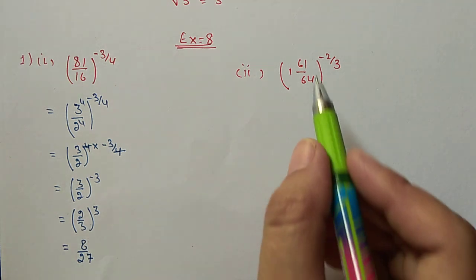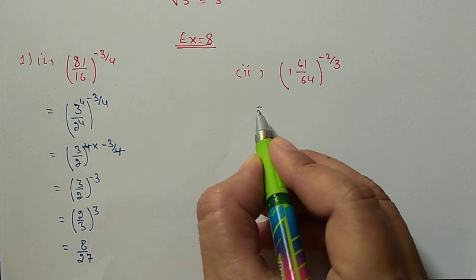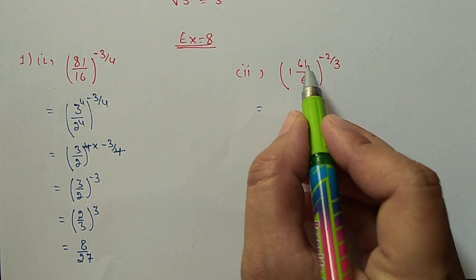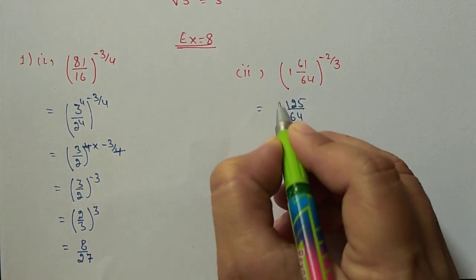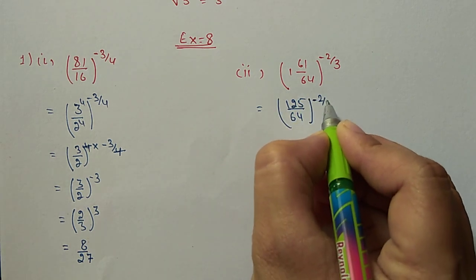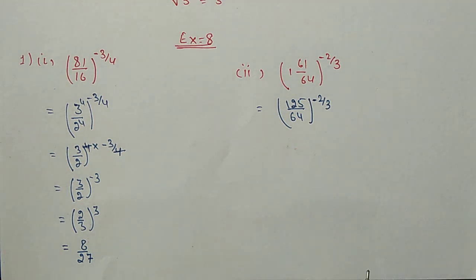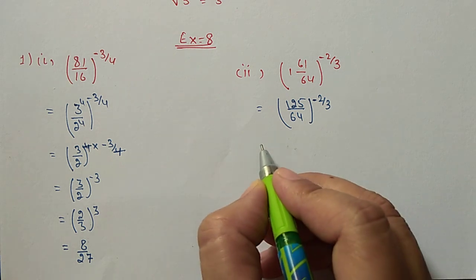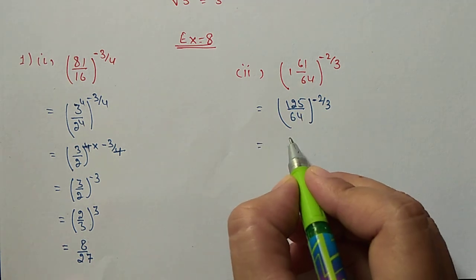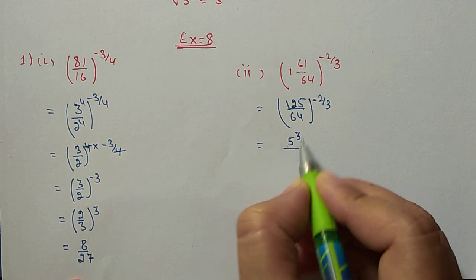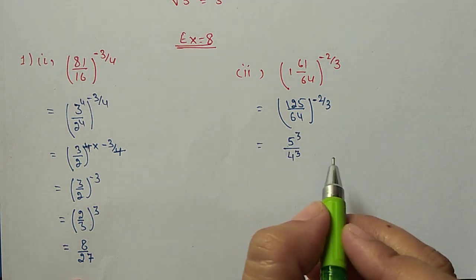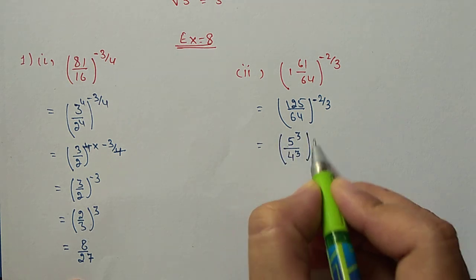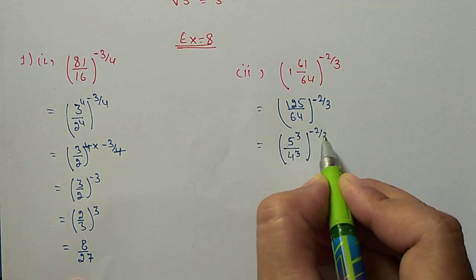In the second question, first change into the improper form, 64 into 1 plus 61, it will become 125 by 64 whole to the power minus 2 by 3. Do the factors of 125 and 64 and represent in the exponential form. 125 we can write as 5 to the power 3. 64 you can write as 4 to the power 3 or 2 to the power 6. Anyhow you can write. Whole to the power minus 2 by 3.